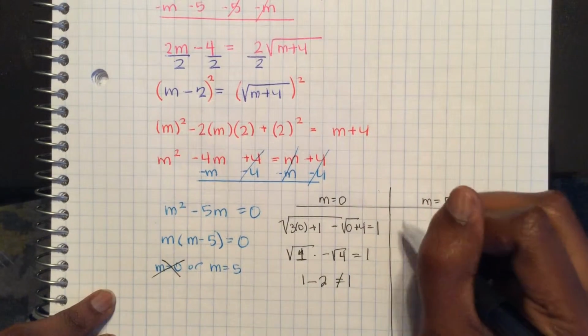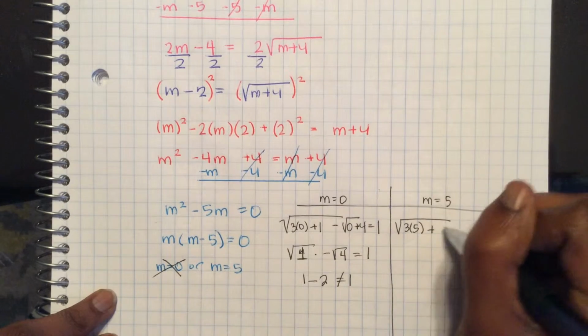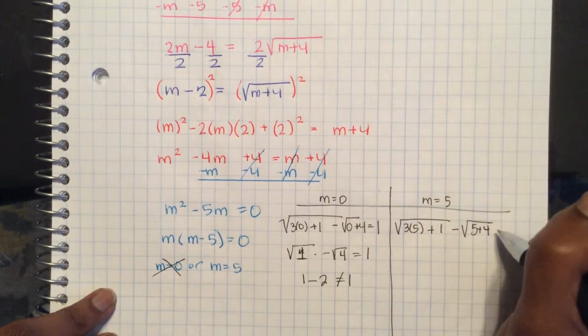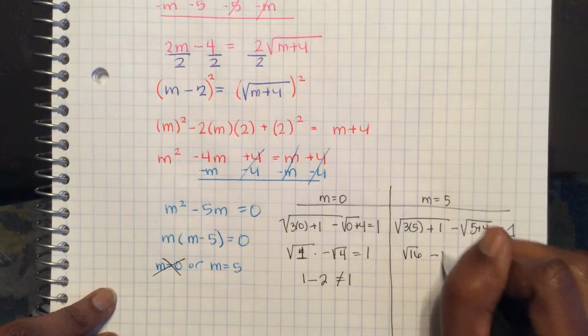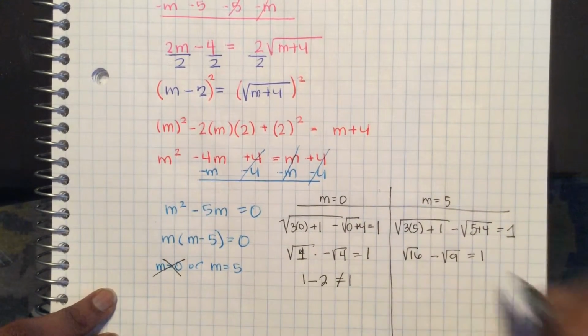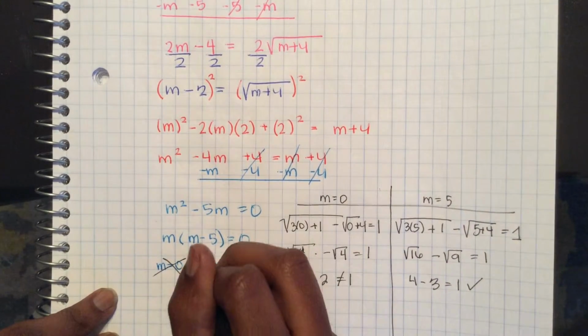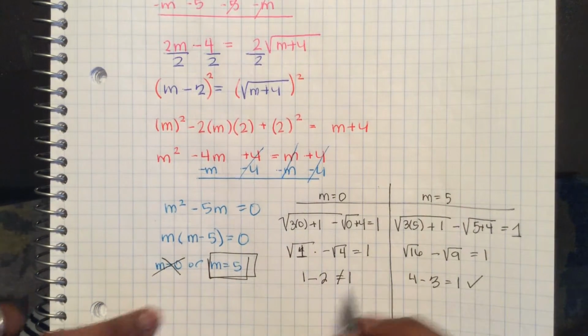Let's check 5. Square root of 3 times 5 plus 1 minus square root of 5 plus 4, does that equal 1? So this is square root of 16 minus square root of 9, does that equal 1? 4 minus 3 equals 1, yes. So only m equals 5 is our solution.